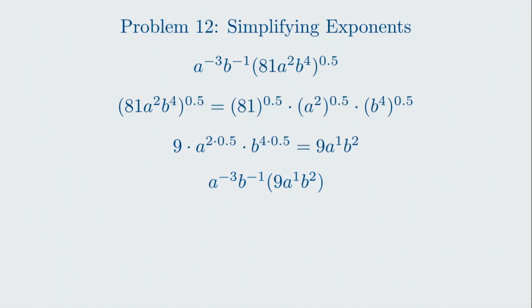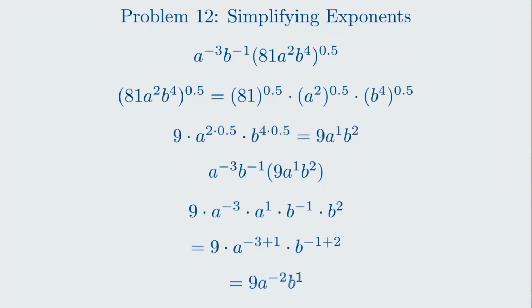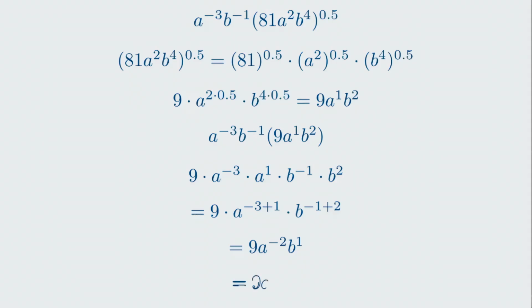To multiply terms with the same base, we add their exponents. Let's group the terms with the same base. This rearranges to 9 times a to the power of negative 3 plus 2 times b to the power of negative 1 plus 2. Adding the exponents, we get a to the power of negative 1 and b to the power of 1. The simplified expression is 9a to the negative 1, b.